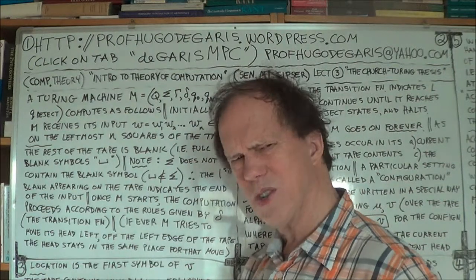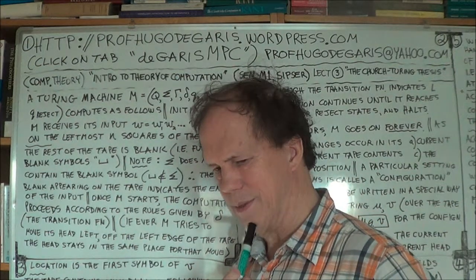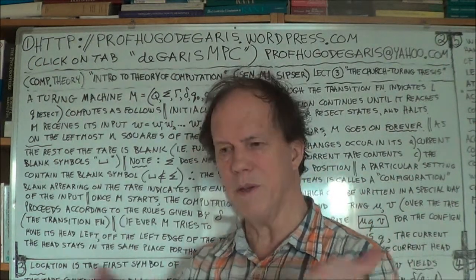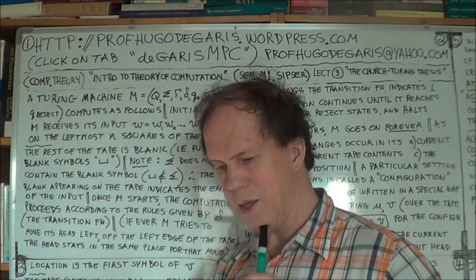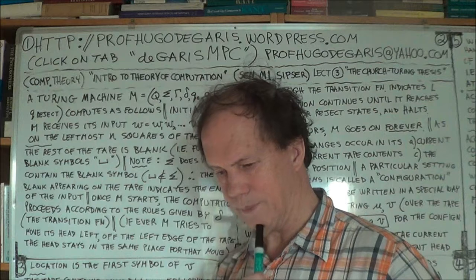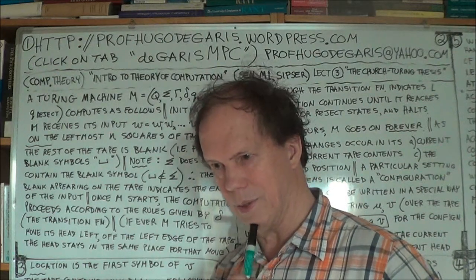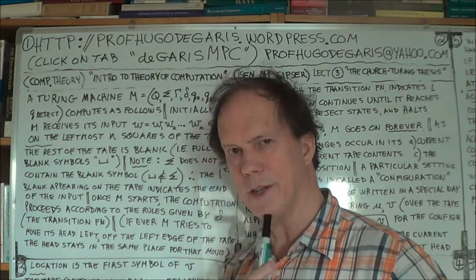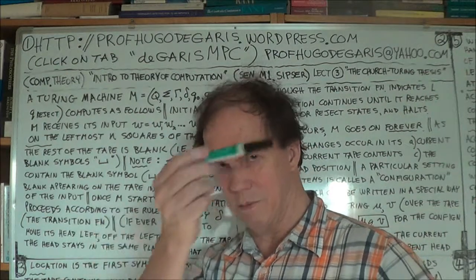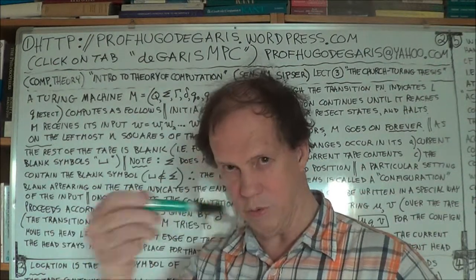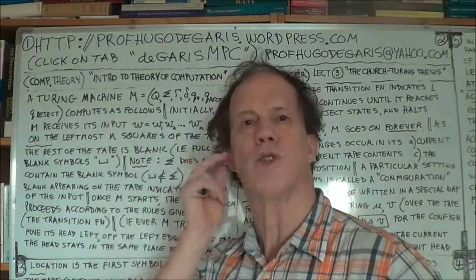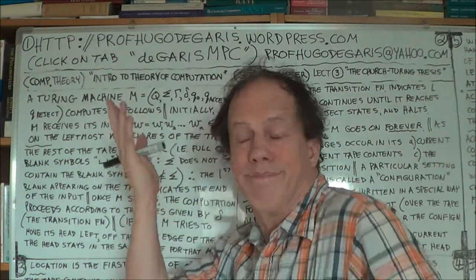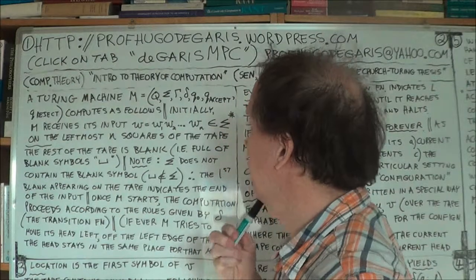Now Sipser, I'm not quite sure why he did it, but it seemed to be simpler just to have the tape extending infinitely in both directions. But he has a tape where there's a boundary on the left-hand side of the tape, and it extends infinitely to the right. Your right this way, but here on the left is like the first square on the tape. I don't know, I chose to do it that way.